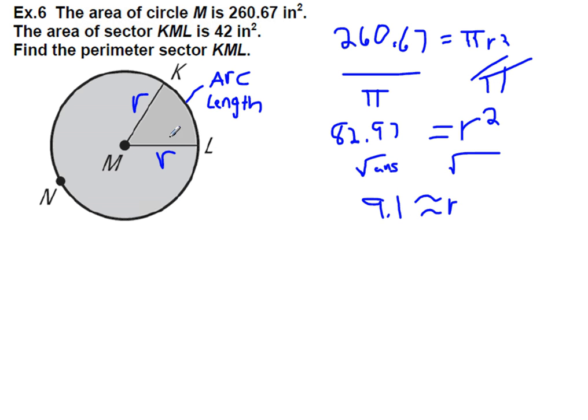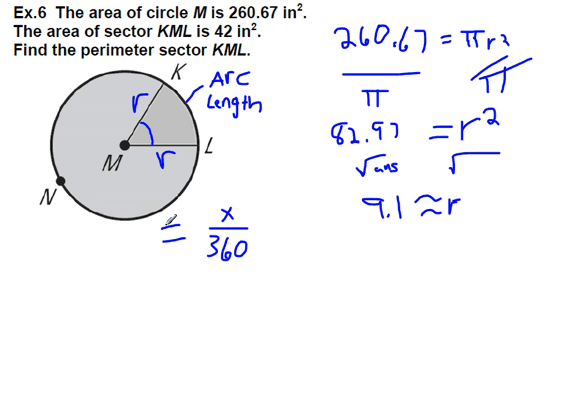Okay, so I know two of the sides are 9.1. What I need to figure out is what angle this is at. What percentage of the circle does this take up to get that other side? So I'm going to use the sector formula that we just learned today, because I don't know what this angle is, and that's what I want to figure out. So I'll call that angle x, and that's going to go over 360.